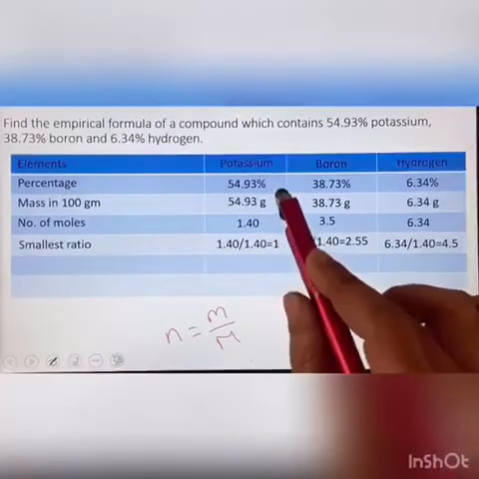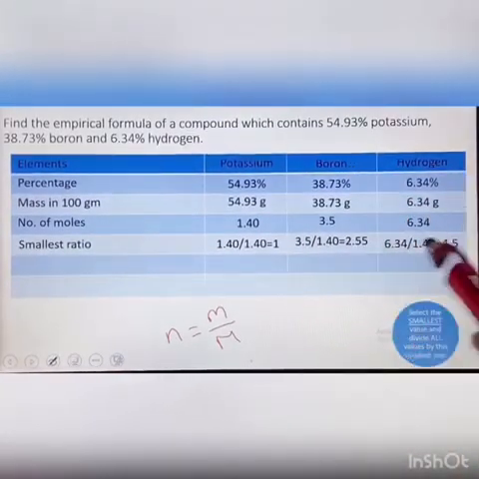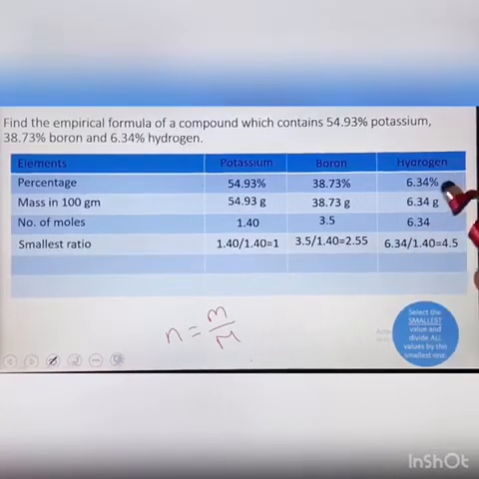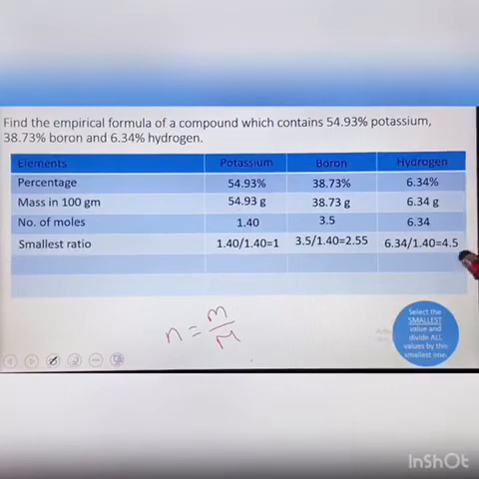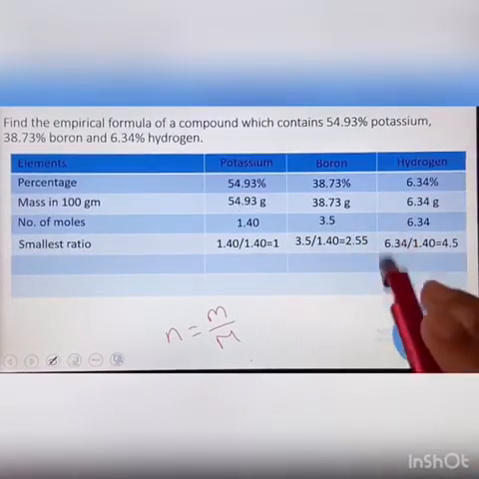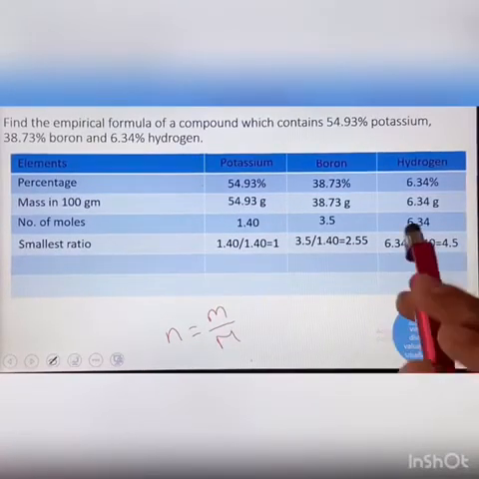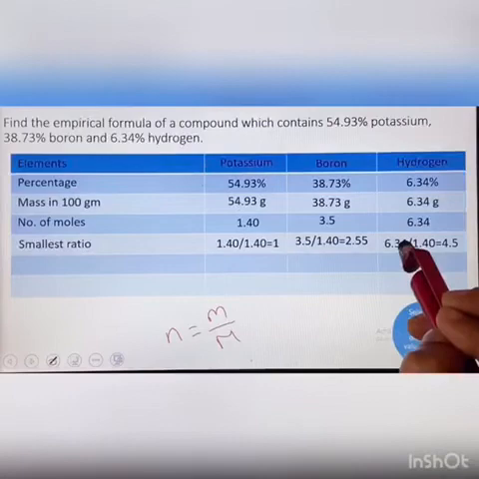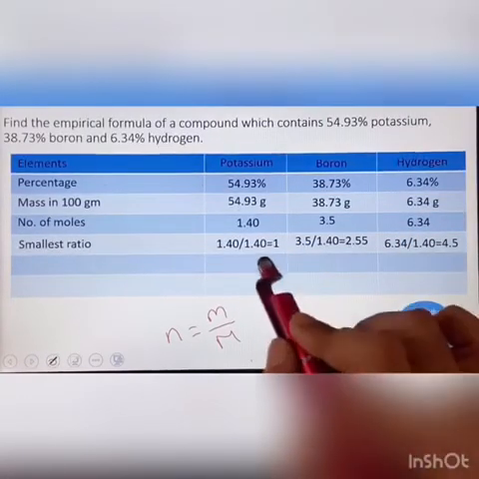Now potassium is a whole number, whereas in the case of boron and hydrogen, they are not whole numbers. To convert them into whole numbers, I need to multiply with a common number. I cannot multiply this with 2 and this with 4 or this with 3. That's not acceptable. If I multiply one value with a number, I have to multiply all the values with the same number. So since it is 2.5, it is always better to multiply it with 2. So I multiply all the values with 2.